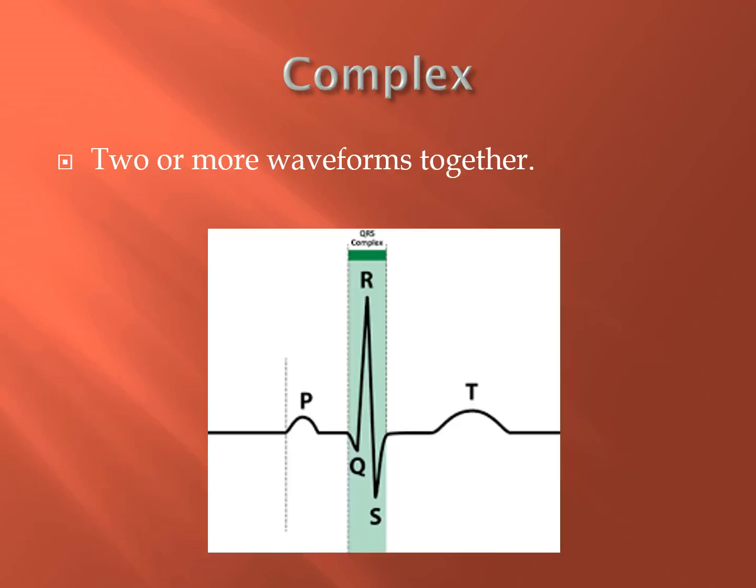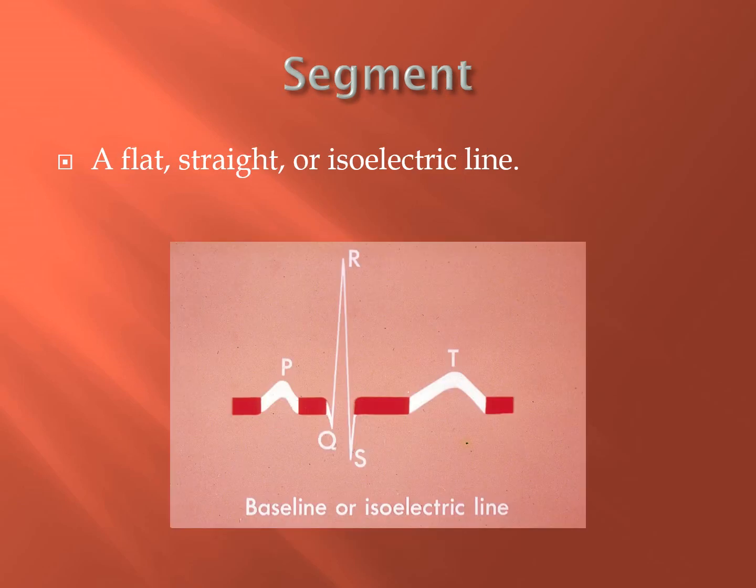Two or more waveforms together, by definition, is called a complex. I would remember this: the QRS sequence is called a complex because there are two or more waveforms together. The P wave is not a complex because it is one waveform. The T wave is one waveform. Therefore the P and the T are not considered complexes, but the QRS is considered a complex because it is two or more waves together.